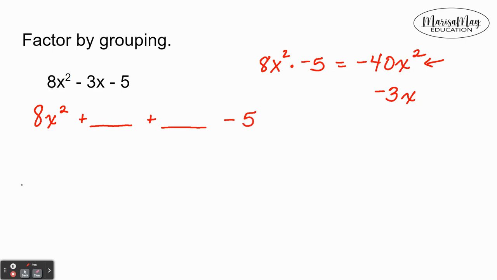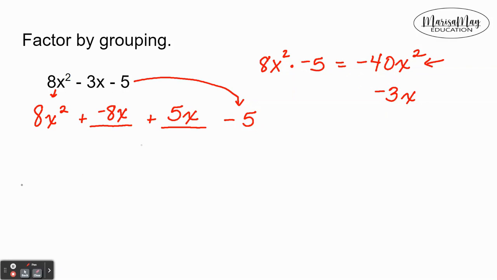You'll notice that I wrote the first term and I wrote the last term, but I didn't write the one in the middle, because I'm going to replace that term in the middle with these two terms that multiply to give me negative 40x to the second and add to give me negative 3x. So that's going to be negative 8x and positive 5x. Think about it. If I multiply them together, that gives me negative 40x to the second. But if I add negative 8x and 5x, I get negative 3x. So now I've replaced the middle term with these two terms.